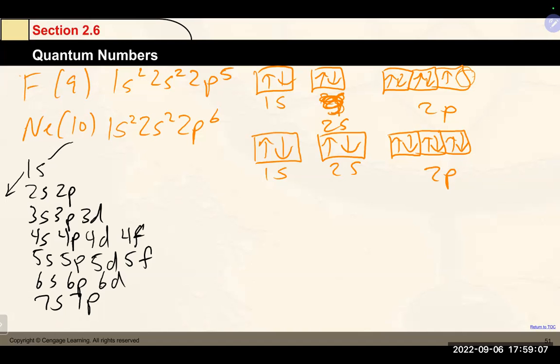There is sort of an exception to normal electron configuration. For example, if we look at something, actually we'll get there in just a sec. Why don't we do one here?